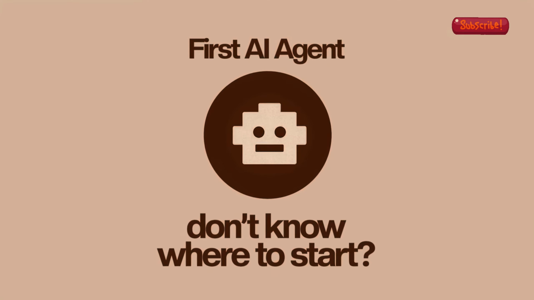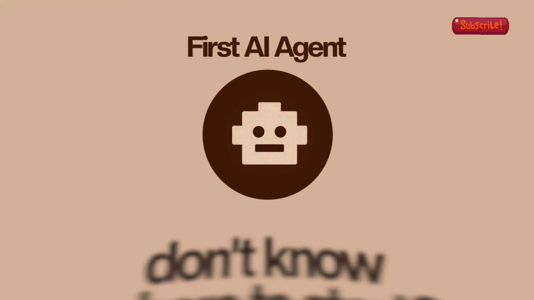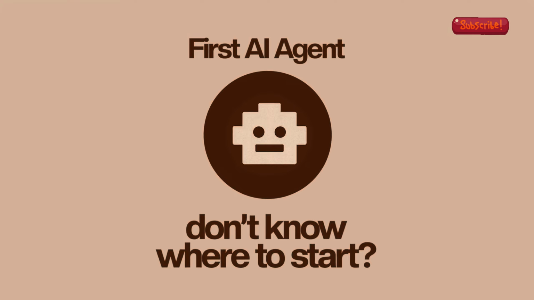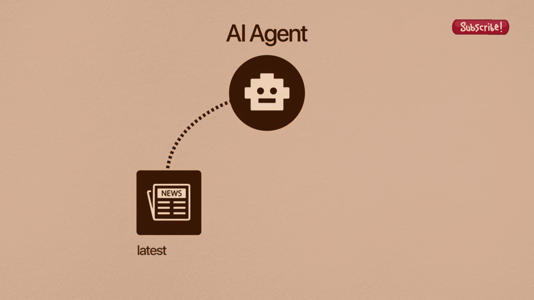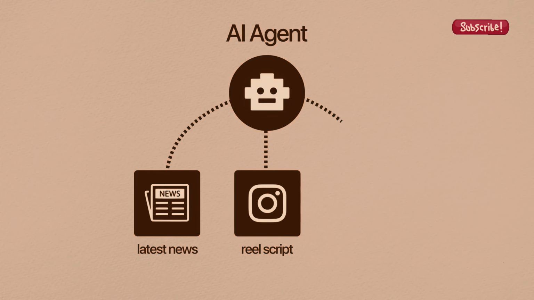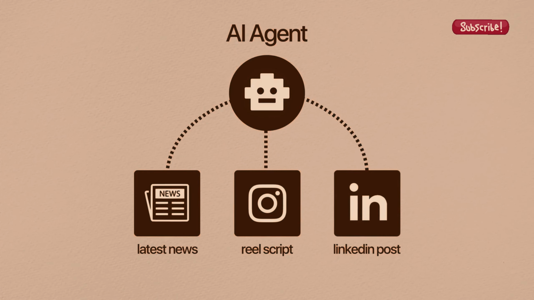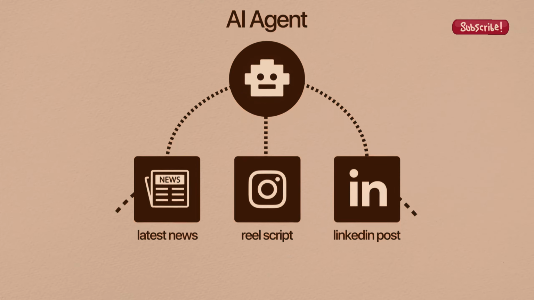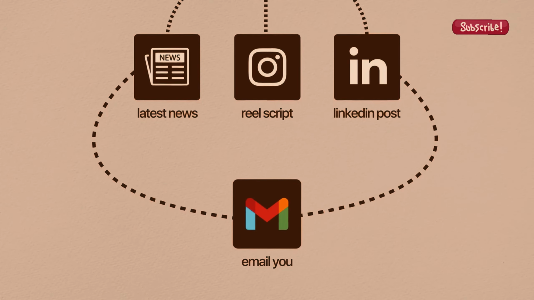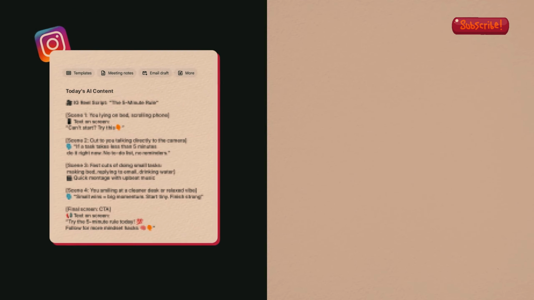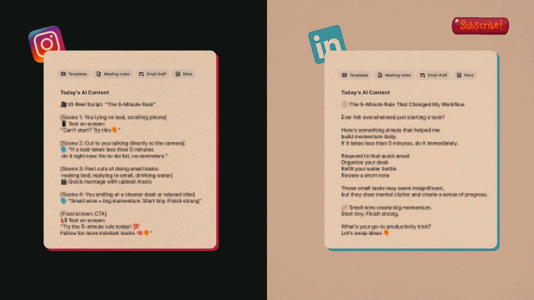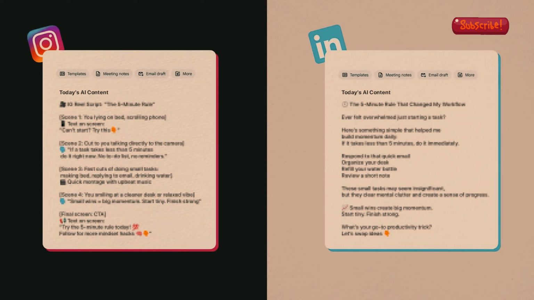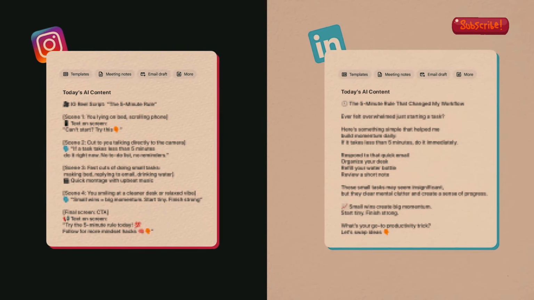If you want to make your first AI agent but don't know where to start, this is the perfect video for you. Hi everyone, today I'll show you how to build an AI agent which will search the latest news about AI. We'll take that news and turn it into a real script. We'll turn it into a LinkedIn post with text and image as well, and it will email it to you every single day. So every day, you'll get a real script for an Instagram reel to record and a LinkedIn post that you can just post right away and grow your personal brand.